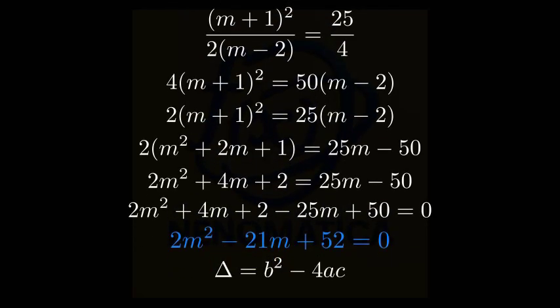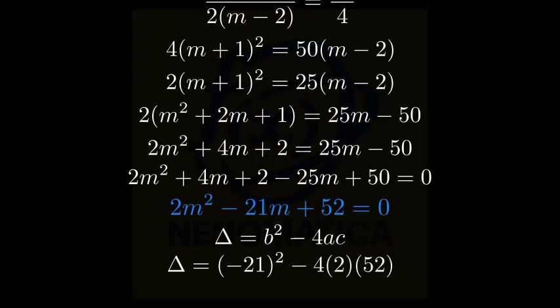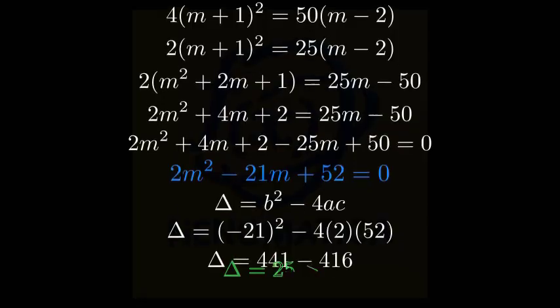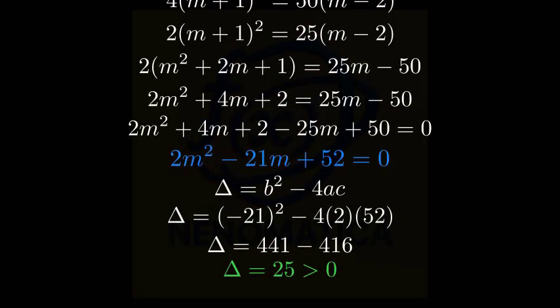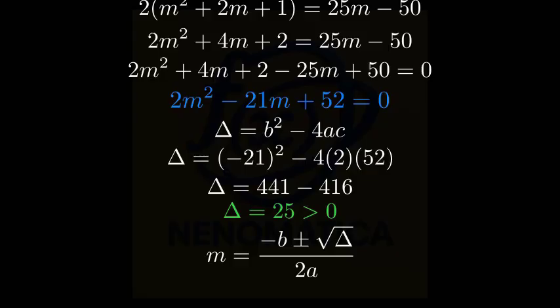Step 6. Use the quadratic formula. M equals negative b plus or minus the square root of delta, all over 2a. Substitute values and simplify carefully. Step 7. Compute both values. Final answer. M equals 13 over 2, or M equals 4.